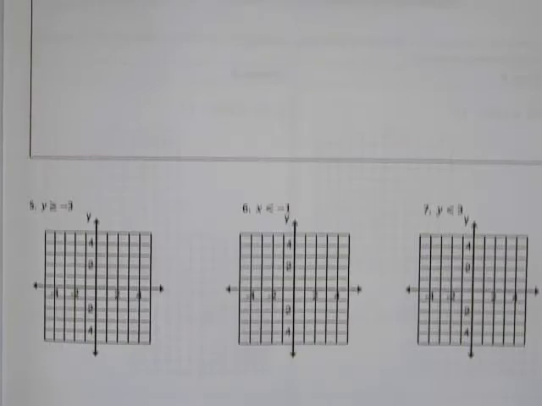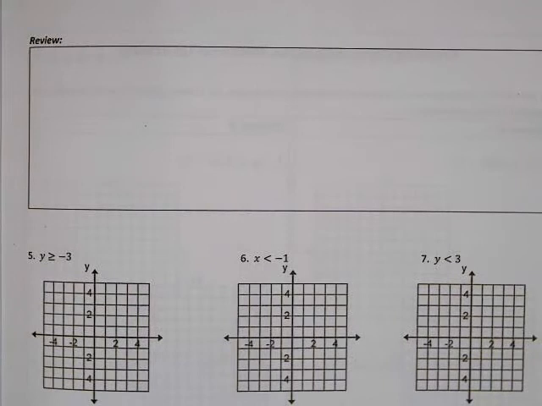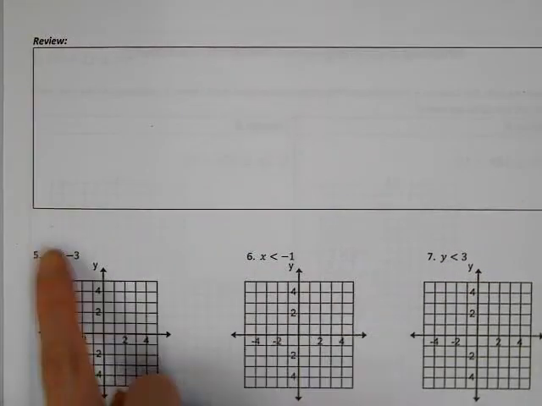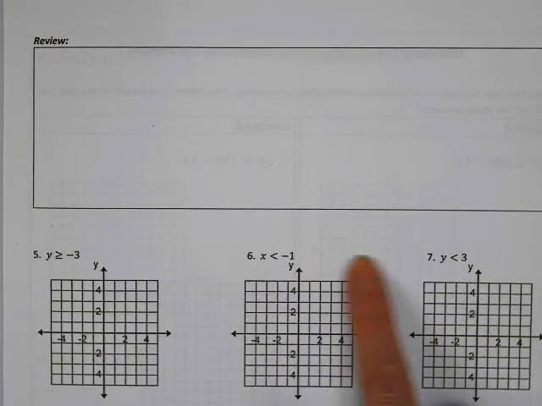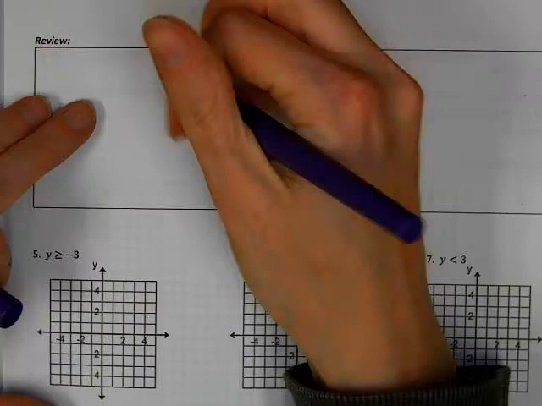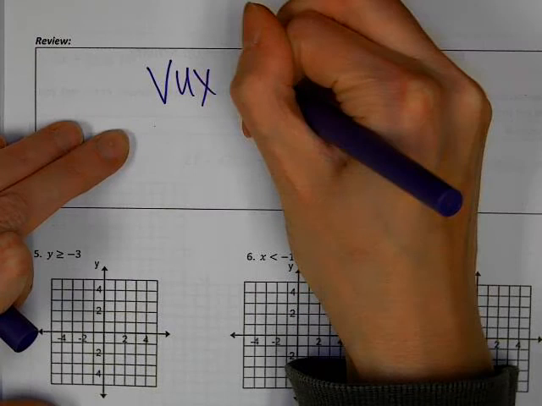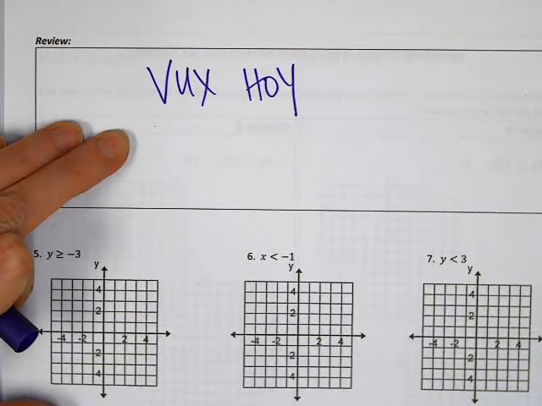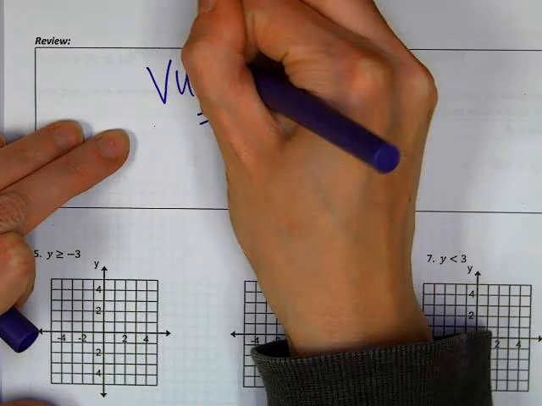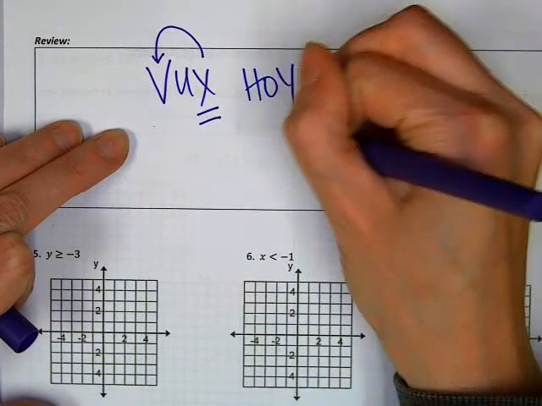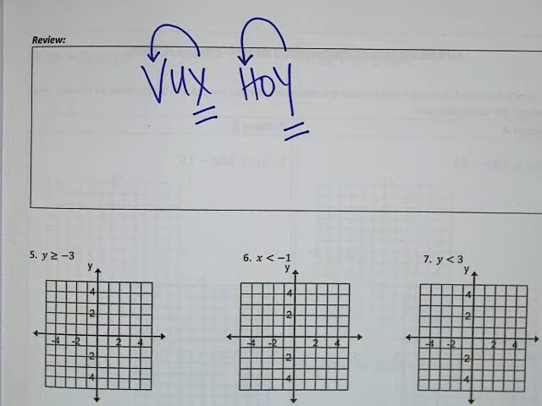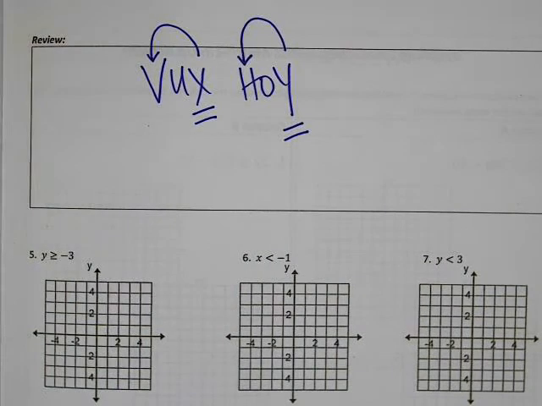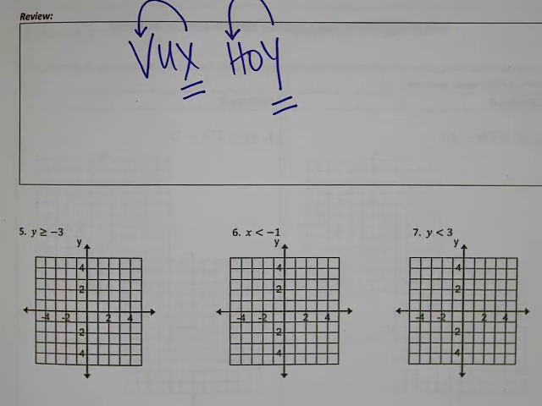Oh, who remembers VUXHOY? So what if it's just an x or a y? See how these are, it's not y equals mx plus b, it's just x or y. So that's when you use VUXHOY. And remember, if it's x, it's a vertical line, and if it's y, it's a horizontal line. All right, so let's try a couple of these guys.